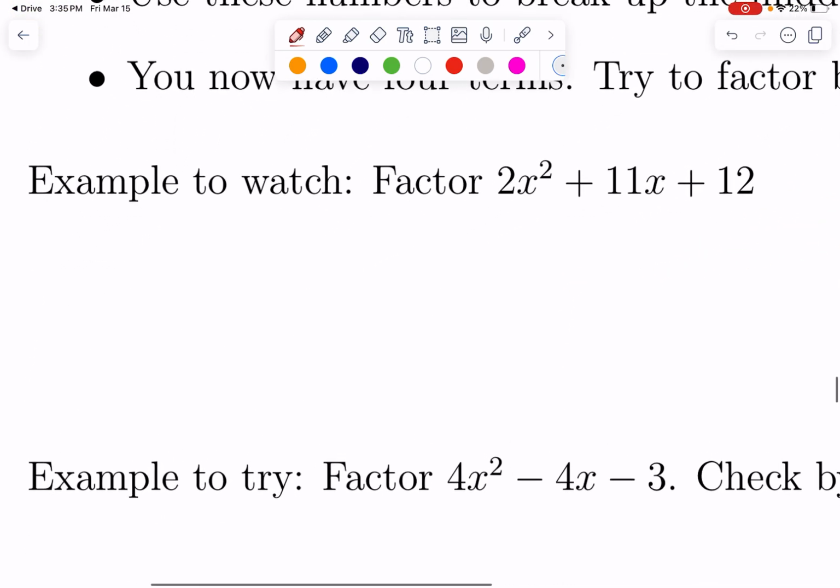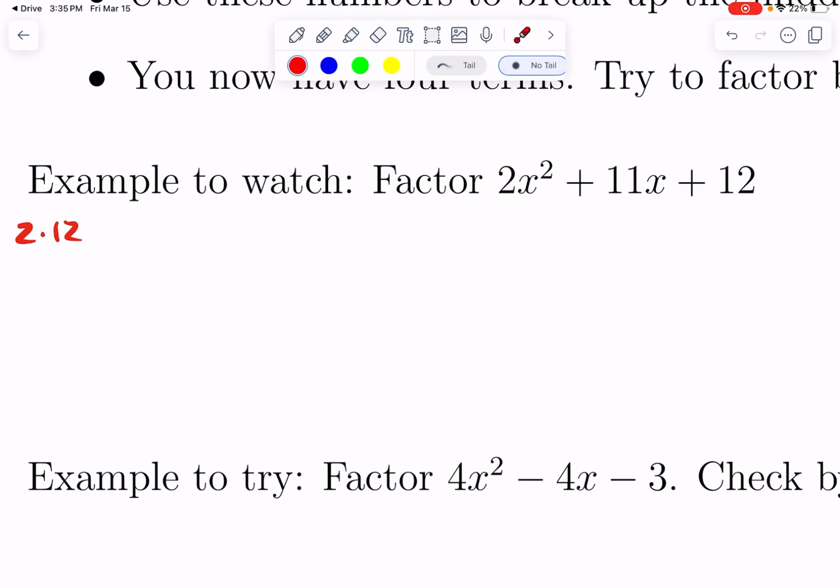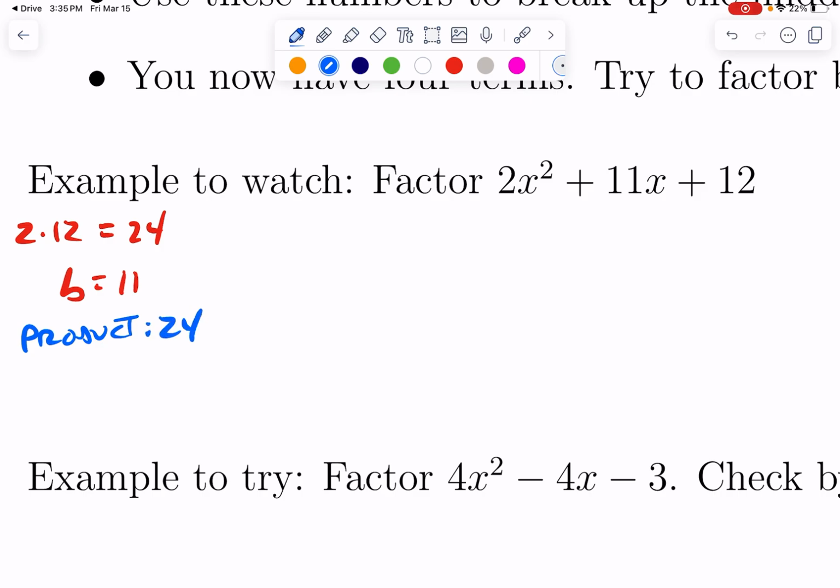So for this example, we have 2x squared plus 11x plus 12. So I'm going to look at 2 times 12, this first coefficient times C. That's 24. And then B is just 11. So I am asking myself, can I come up with two numbers where when I multiply them together, I get 24, and when I add them together, I get 11? This is the same kind of question we've asked before. And hopefully you realize that 3 and 8 will work.